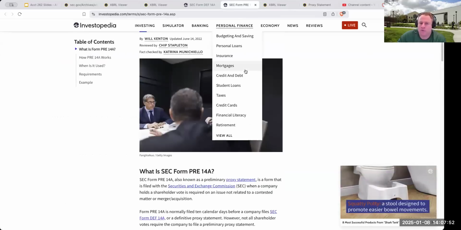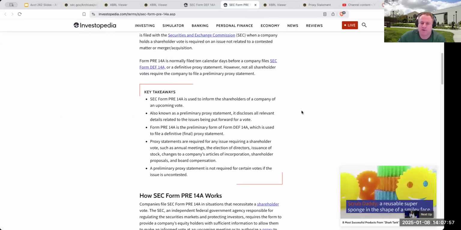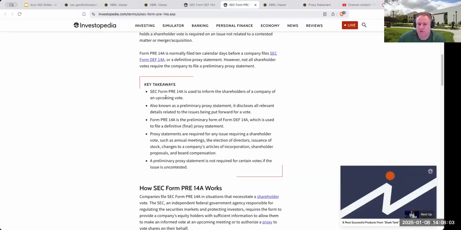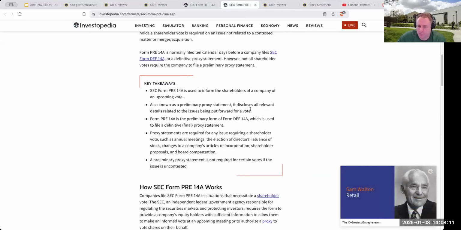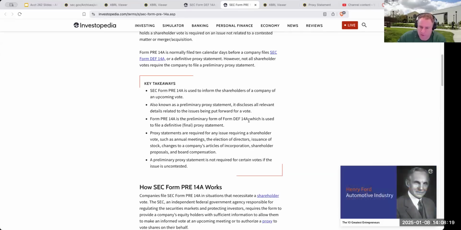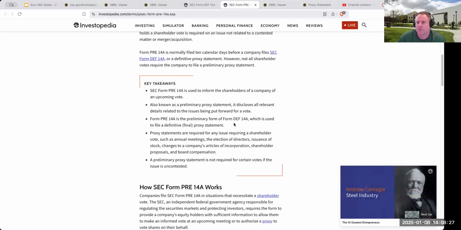And when we're looking at a preliminary proxy statement, and again, I'm going to leave this up here from Investopedia, this is basically when you use a preliminary 14A to inform the shareholders of a company of an upcoming vote. Also known as a preliminary proxy statement, it discloses all relevant details related to the issues being put forward for a vote. It is a preliminary form of the definitive proxy statement, which is the final one to file. And again, there may be some issues that would require you to use both. Say if there's a shareholder proposal coming through, you're going to want to talk to your securities counsel.